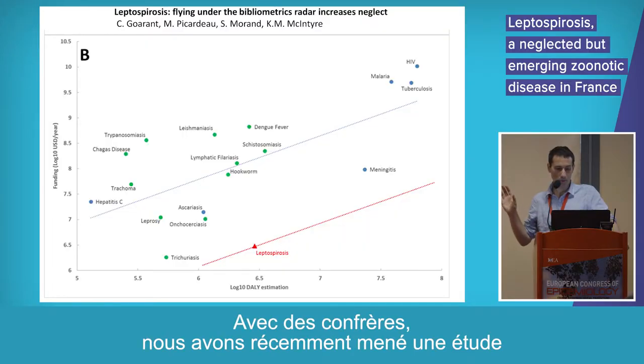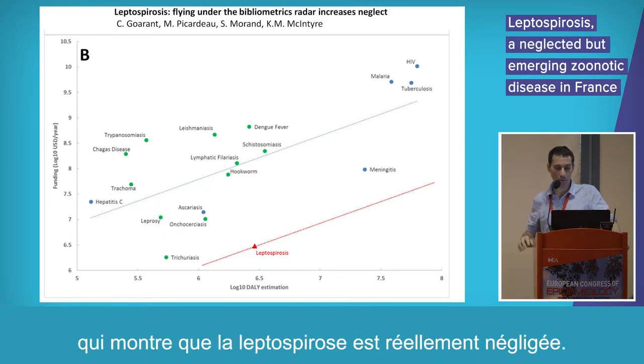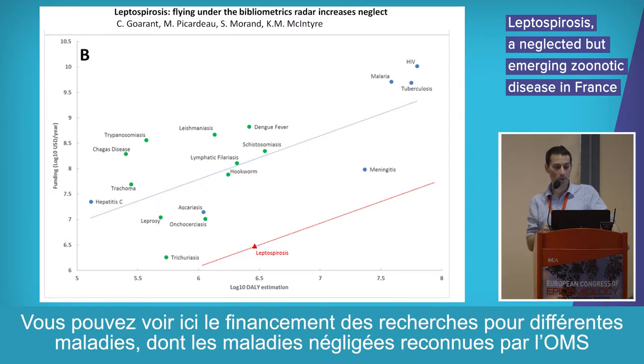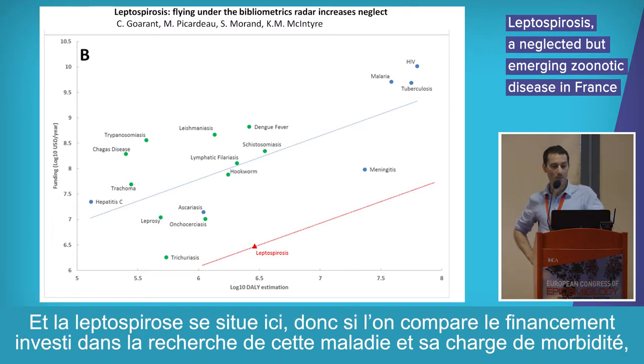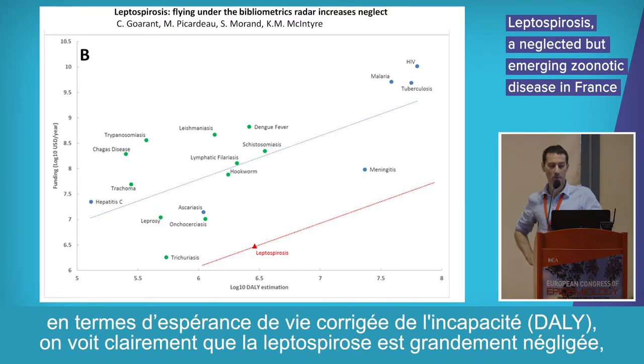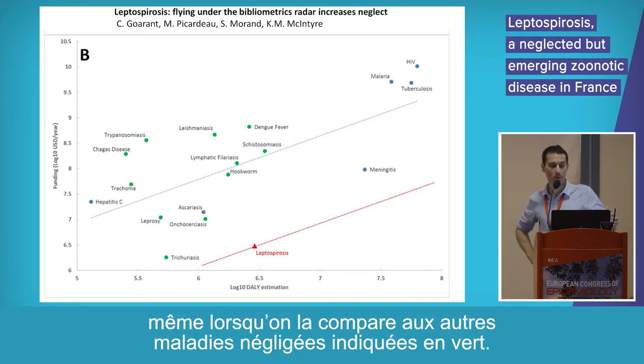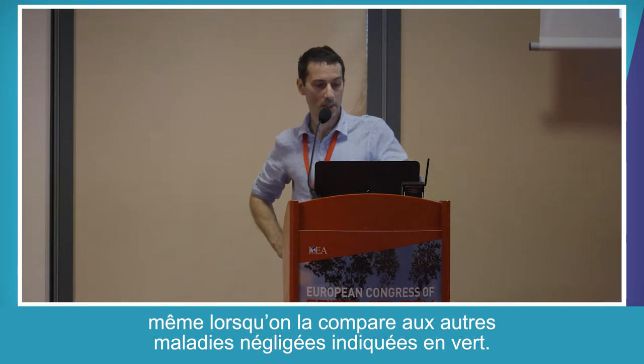So here is a recent work that we have done with some other colleagues, showing that leptospirosis is really neglected. Here you can see the research funding on different diseases, including neglected diseases from WHO, indicated in green. And when you compare the research funding and the burden of the disease, in terms of DALY, you can see that leptospirosis is highly neglected, even compared to the other neglected diseases indicated in green.